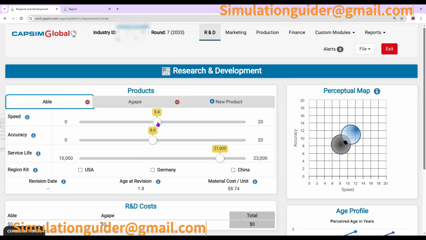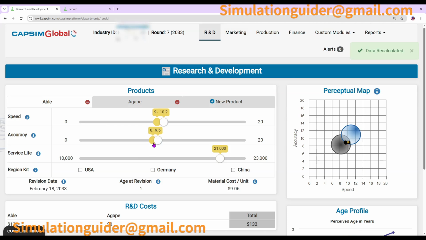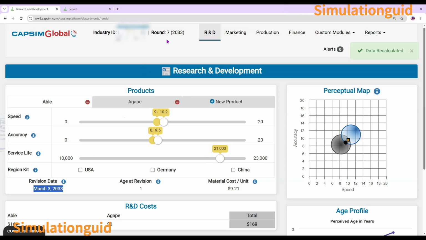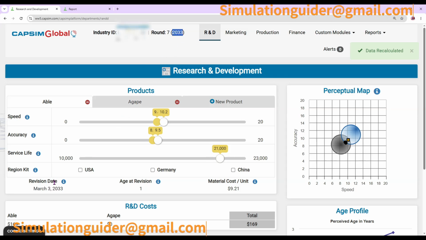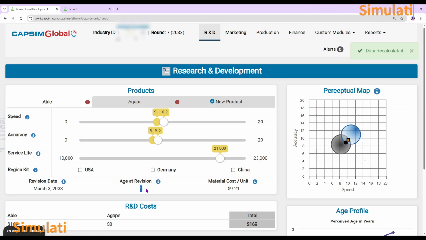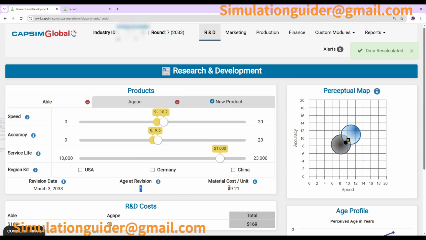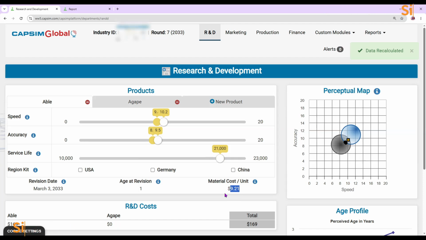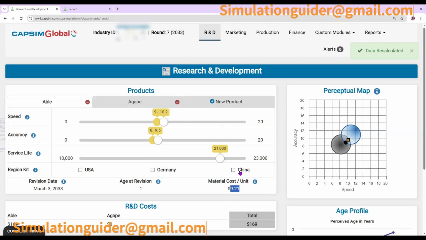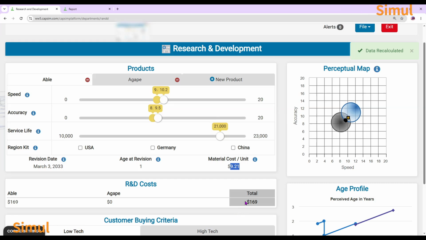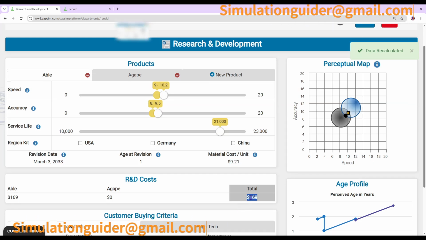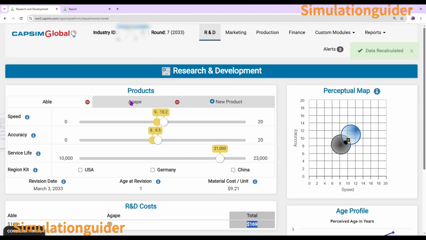So I'll consider giving this 10.2 and 9.5 as the accuracy. So we can see that our revision date is very early, March 3rd, 2033, which means we are selling the product within the same year, so that's recommendable. Age at revision is 1. The material cost per unit is 9.21. Remember that we normally focus more on cutting down the material cost. We shall get to that when we get to the production. The R&D cost that we're incurring for this product is 169, which is a very good number, because we are cutting down on costs so that we can maximize on profits.